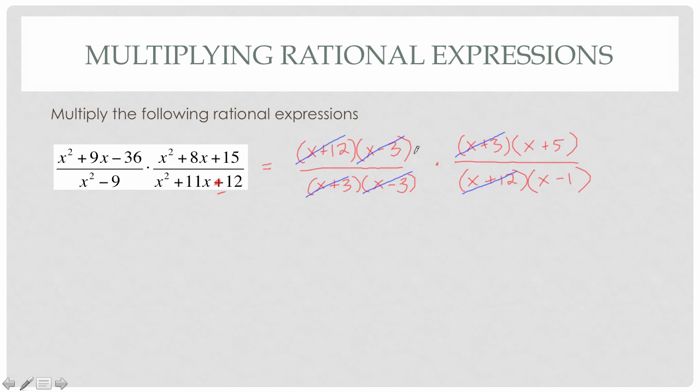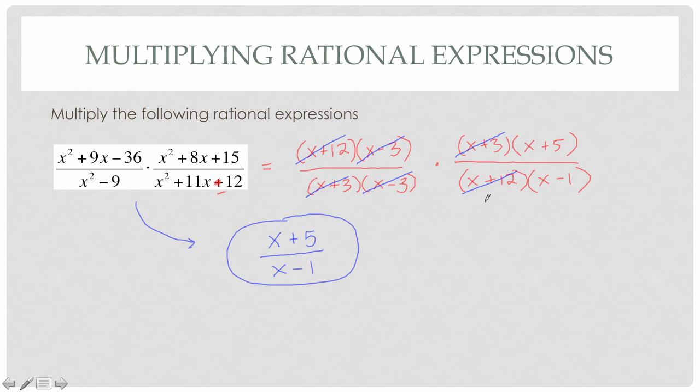So when we're all done, what do we have left when I multiply across the numerator and denominator? I just have x plus 5 divided by x minus 1. That is my simplified resulting rational expression. Look at that. Would you have thought all that simplified into all that when I multiplied them all together?